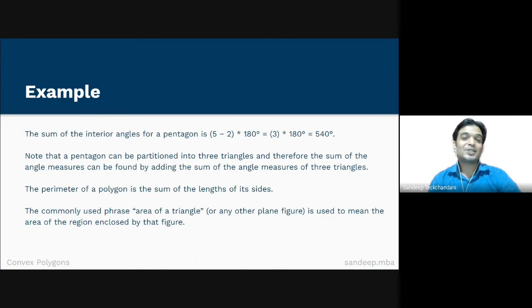So let's just summarize. What did we learn in this video lesson? We learned that a polygon is a closed plane figure formed by three or more line segments called the sides of the polygon. Each side intersects exactly two other sides at their endpoints. The points of intersection of the sides are vertices. A convex polygon is a polygon in which each interior angle has a measure of less than 180 degrees. In general, the sum of the interior angle measures for a polygon with n sides is equal to (n minus 2) times 180 degrees.